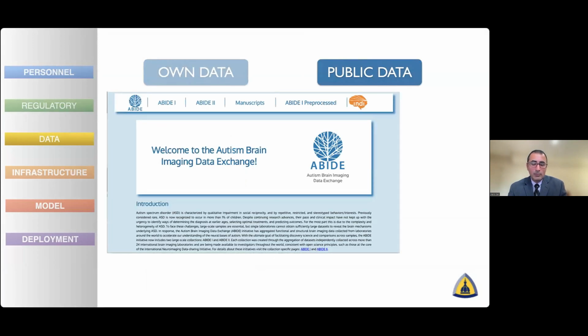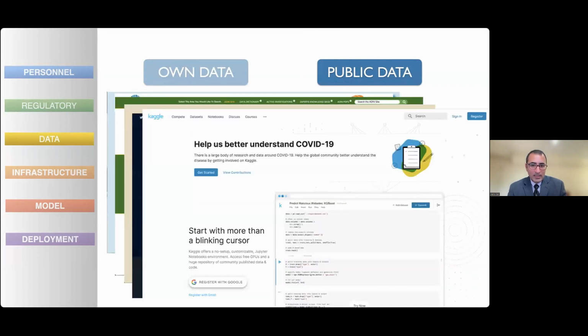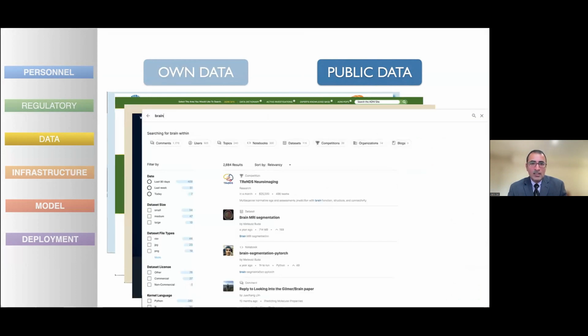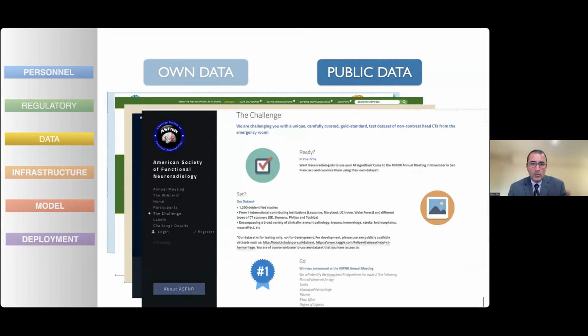And there's a lot of repositories, at least for brain imaging, like the BioData, ADNI, OASIS, Cancer Imaging Archive, et cetera, et cetera. I think a lot of people go to Kaggle to look for data as well. And then there's competitions that you can also look at, right? For example, the Radiological Society of North America, or the American Society of Functional Neuroradiology, and the American Society of Neuroradiology. They come out with imaging AI challenges, and then they put out annotated brain imaging data for people to work on imaging projects on.